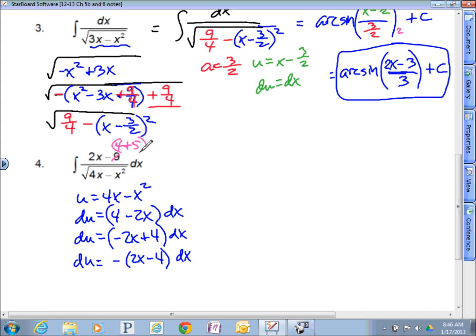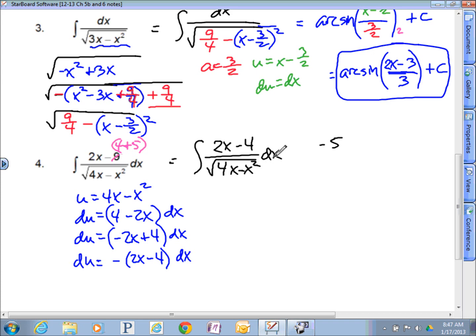So if I rewrote that integral, I could call this thing the integral of 2x minus 4 in the numerator, and then I could have a minus 5 over there to balance it out. So if you just look at just the top of my fraction, I distributed the negative, that's why this 5 has a negative sign on it. If I wanted to, I could call this first integral the square root of 4x minus x squared dx with a 2x minus 4 on the top.